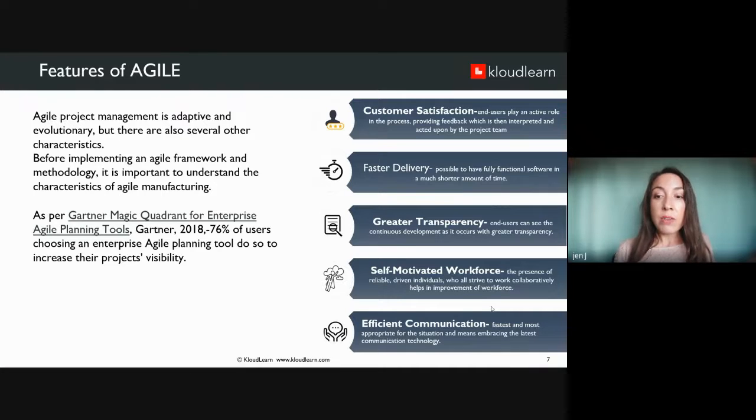A self-motivated workforce. The presence of reliable, driven individuals who all strive to work collaboratively helps in the improvement of the workforce. And efficient communication. The fastest and most appropriate for the situation and means embracing the latest communication technology.